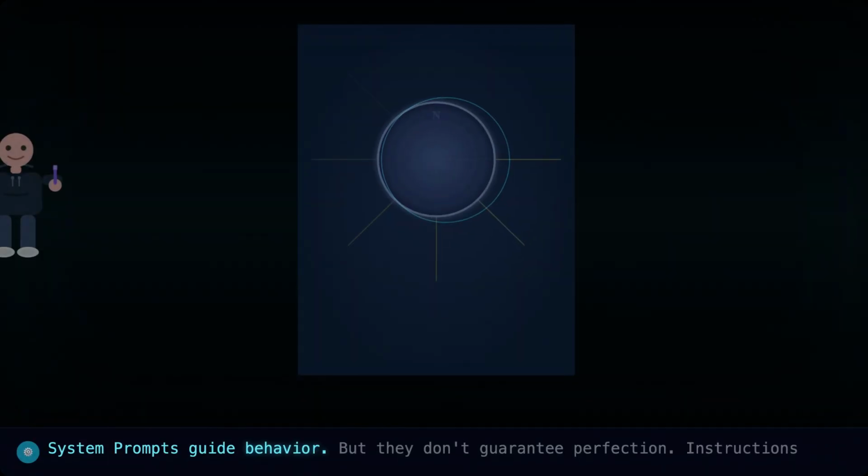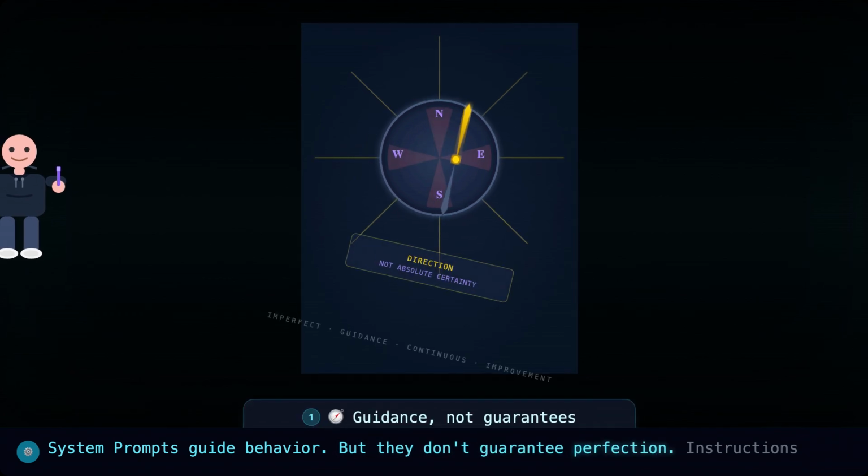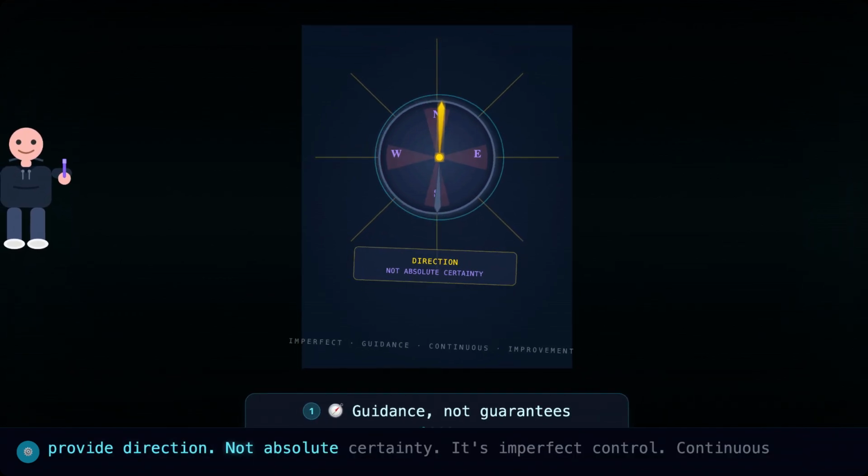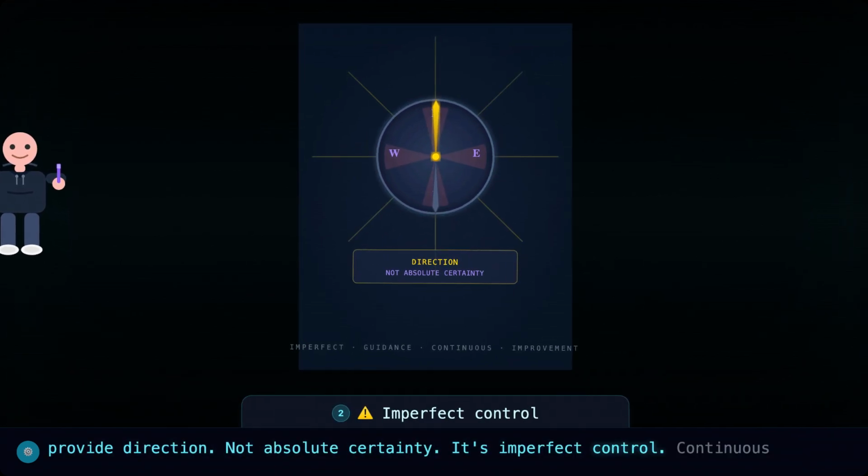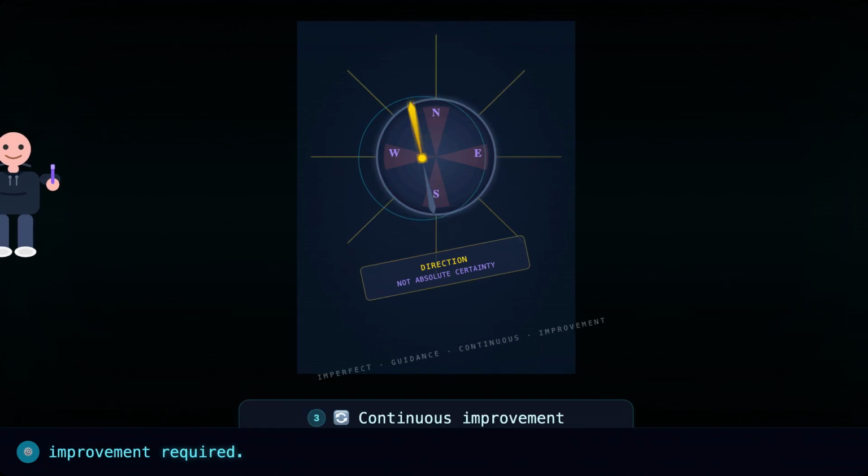System prompts guide behavior, but they don't guarantee perfection. Instructions provide direction, not absolute certainty. It's imperfect control. Continuous improvement required.